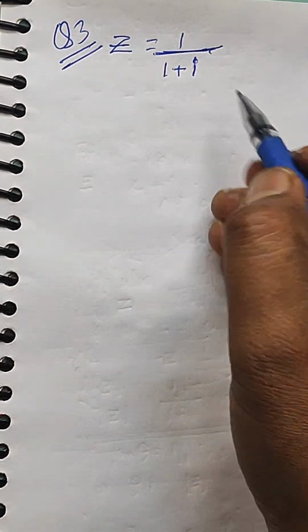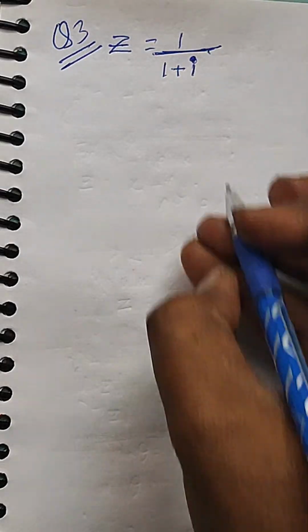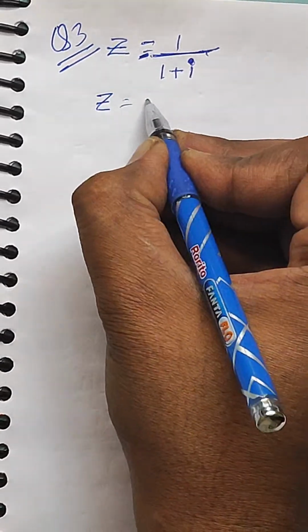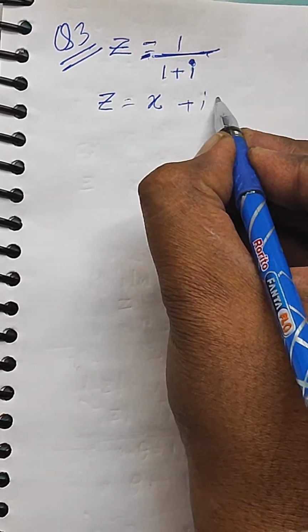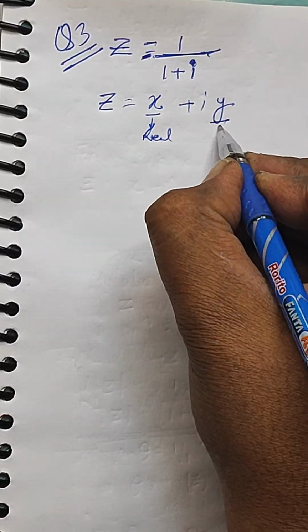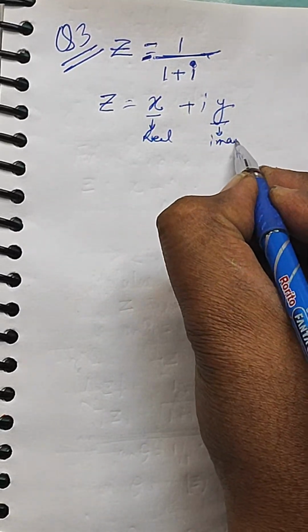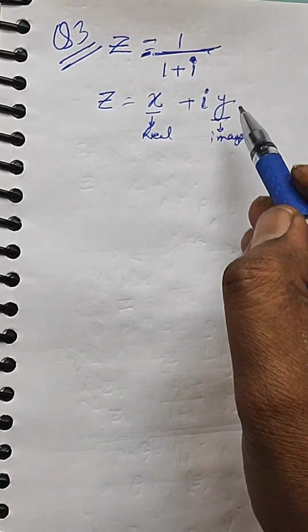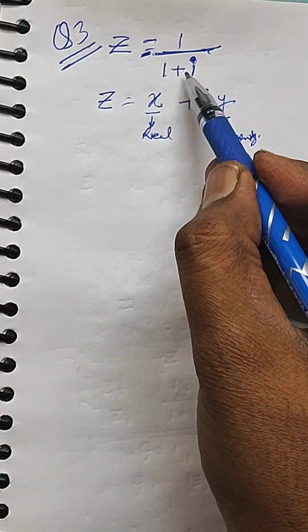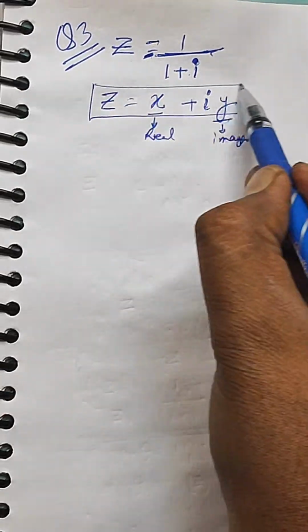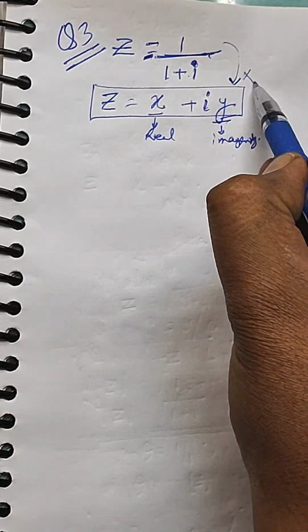So z equal to 1 by (1 plus i) is there. Okay, how to find the modulus and the argument. Here, any complex number should be represented in the form of x plus iy. That means some real part and some imaginary part should be separated. For the imaginary part, i is always there. So this z equal to 1 by (1 plus i) is not in its standard format. This is not like this, right?